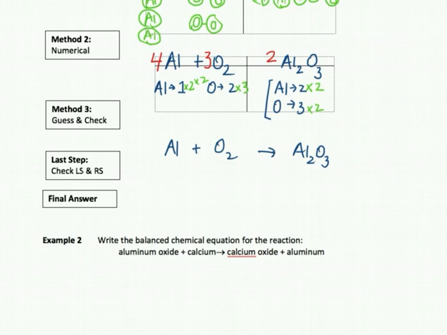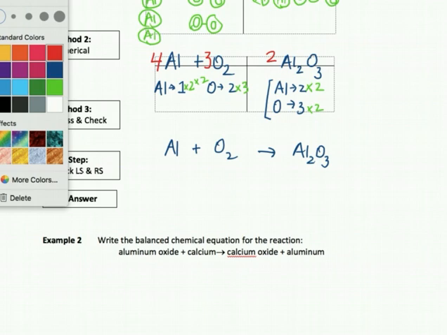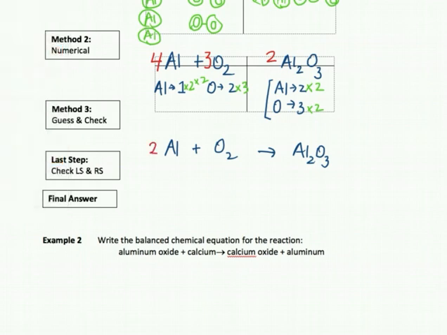Okay, so the guess and check method, all you simply do is you just kind of scan across and go, okay, there's 2 aluminums here, so I'm going to simply just put a 2 in front of here to balance it out. Okay, so you're just kind of throwing some numbers in, checking, okay, that works. Now let's look at the oxygen. We have 2 here, but we have 3 here, so we have a problem here.